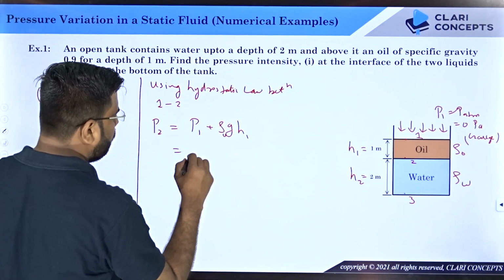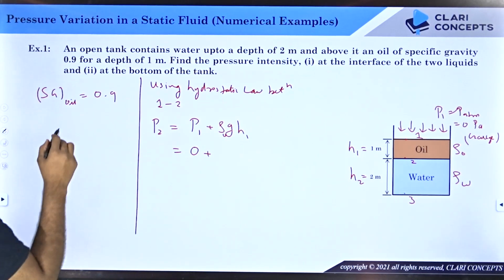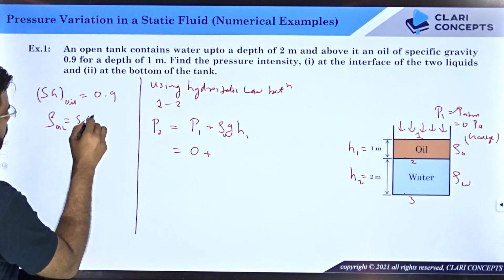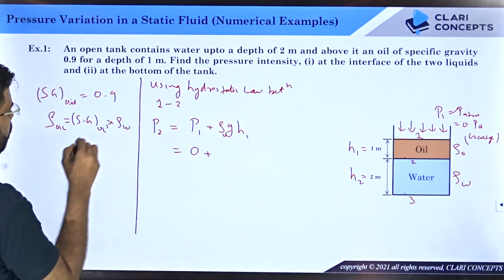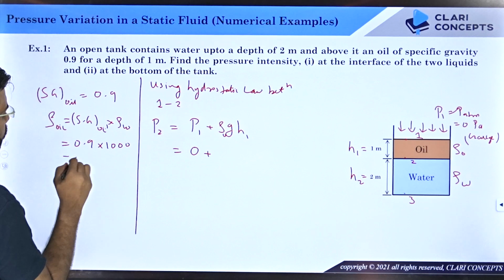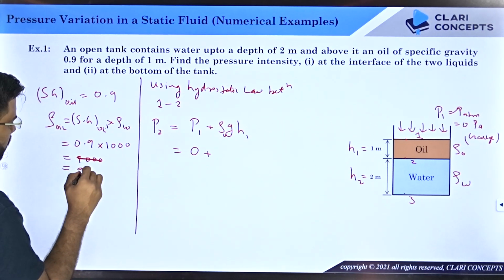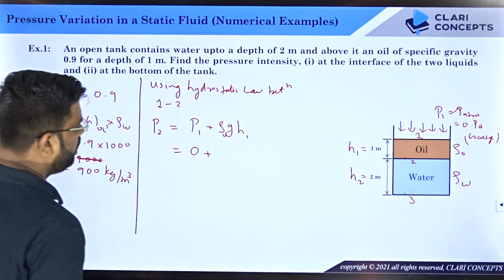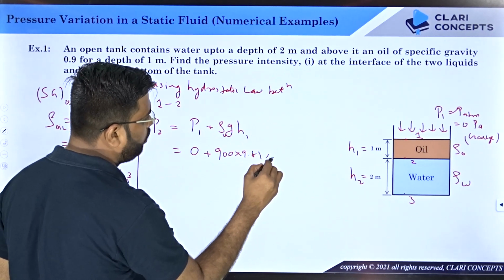So, I get 0 plus, what is density of oil? Specific gravity of oil is given to me as 0.9. So, density of oil will be equal to SG of oil into density of water, and I hope you are aware of this. If you are not aware about this, you can go back to my lectures on fluid properties. So this will be 900 kg per meter cube. Okay, so density of oil is 900 into g is 9.81 into H is 1.